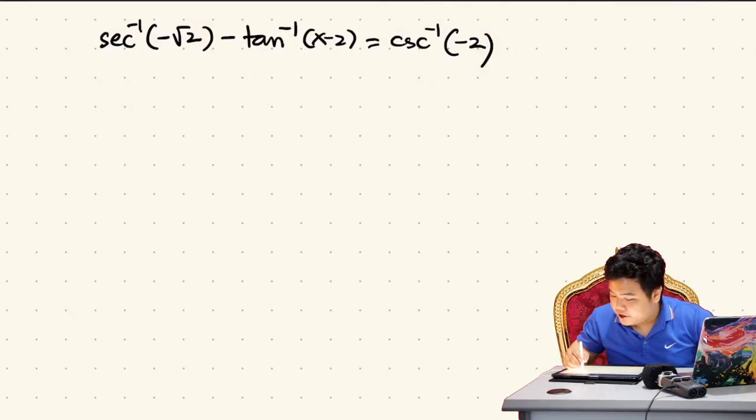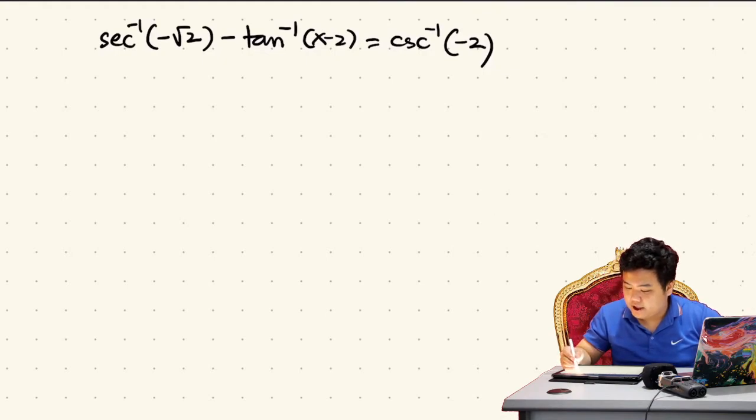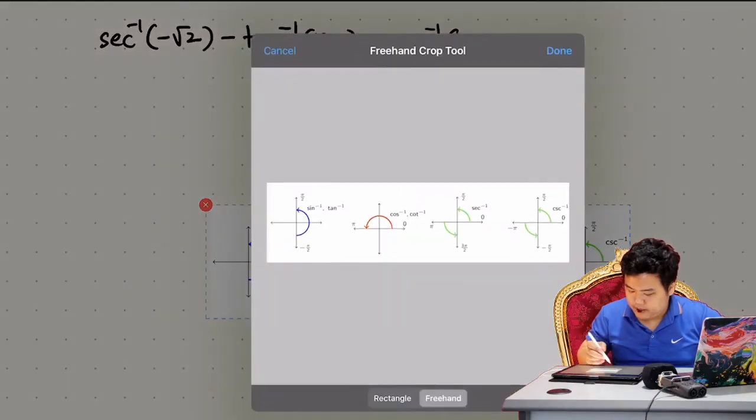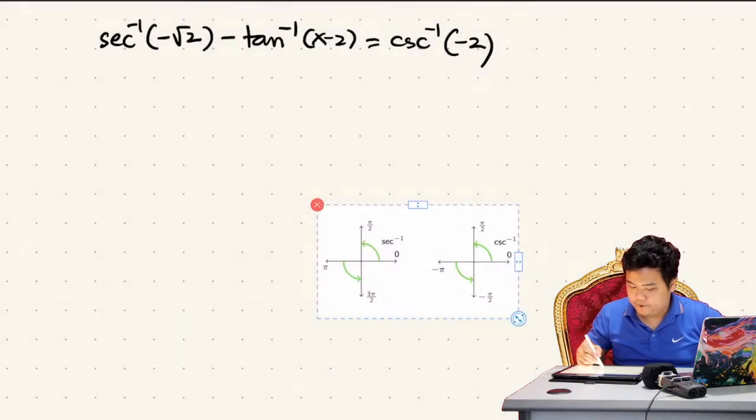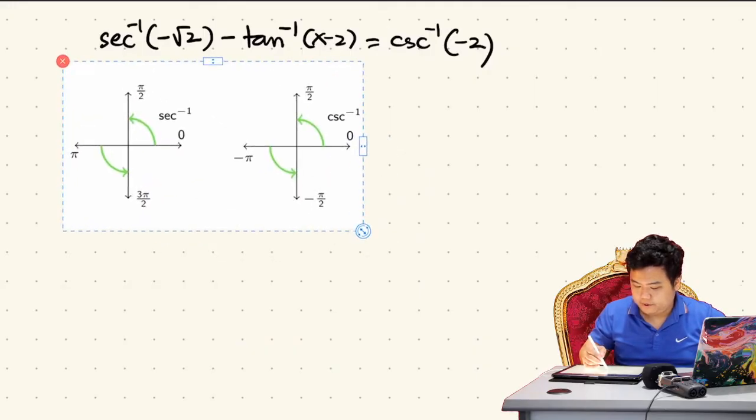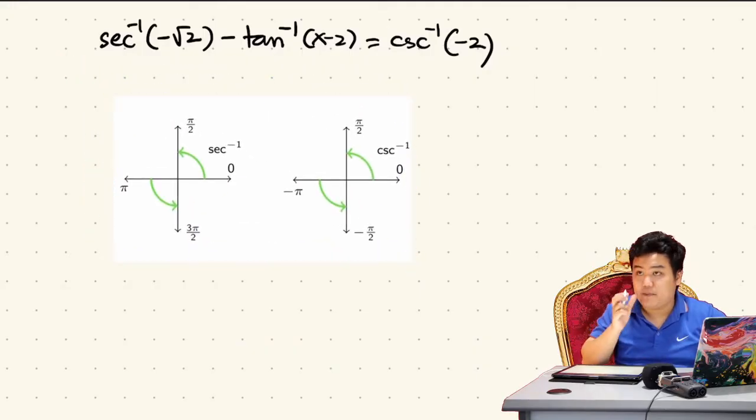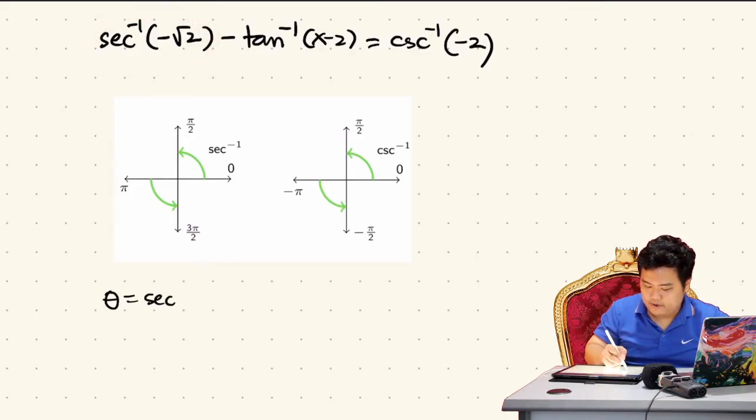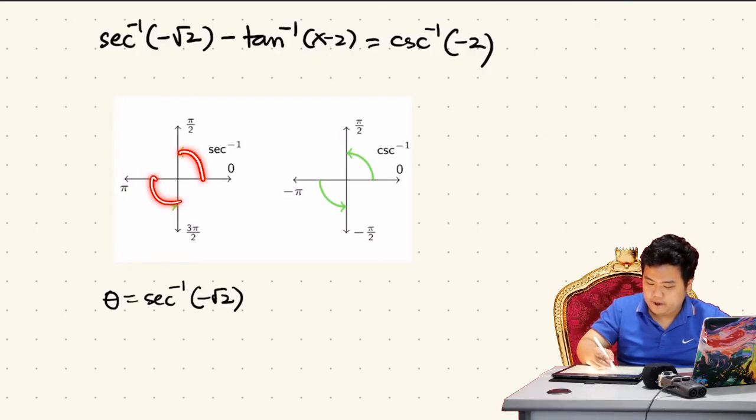Ano ba mga value niya? So, recall natin yung range ng secant inverse at cosecant inverse. Okay, scratch part muna tayo. So, ito muna, si secant inverse. Let theta equal to secant inverse negative square root of 2. So, yung theta natin somewhere nandito or nandito.